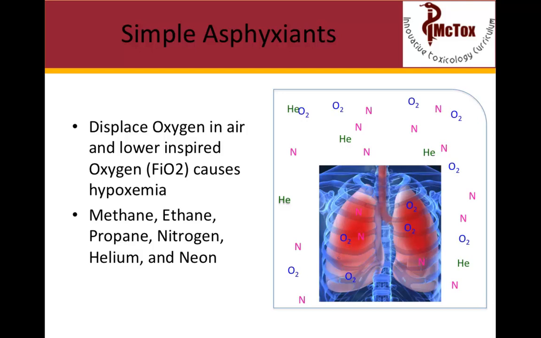Toxicity from simple asphyxiants is caused by a gas that can displace oxygen in the ambient air. This displacement lowers the inspired oxygen concentration, FiO2, and causes hypoxia and hypoxemia. Examples of simple asphyxiants include methane, ethane, propane, nitrogen, helium, and neon. The treatment for these cases is to remove the patient from the scene and to supply supplemental oxygen.